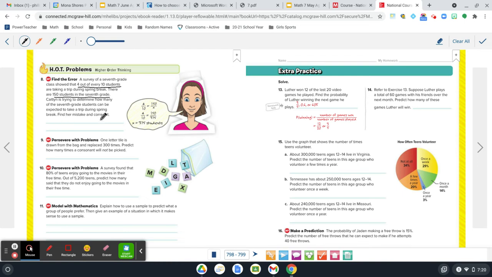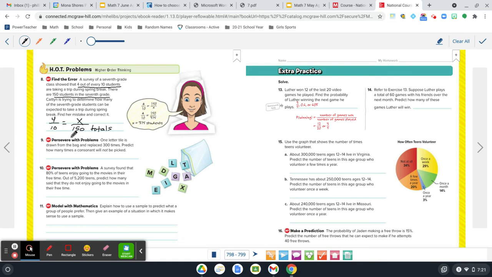So let's correct that mistake right now. So the 4 out of 10, the sample, absolutely, that was done correctly first. Okay. 4 out of 10 students in her survey said that they were going to take a trip during spring break. Now, if we flip this over, okay, there's 150 students in 7th grade. Remember, we talked again about the totals go in the denominator. So we want to know how many X on the top out of 150 is going to go on that trip. We're predicting based on a larger population.